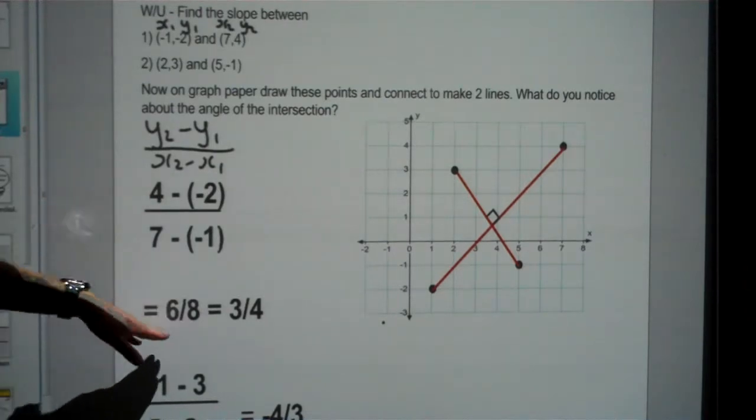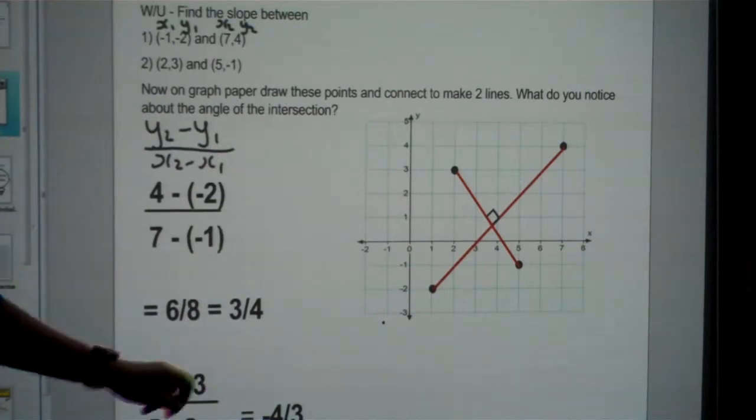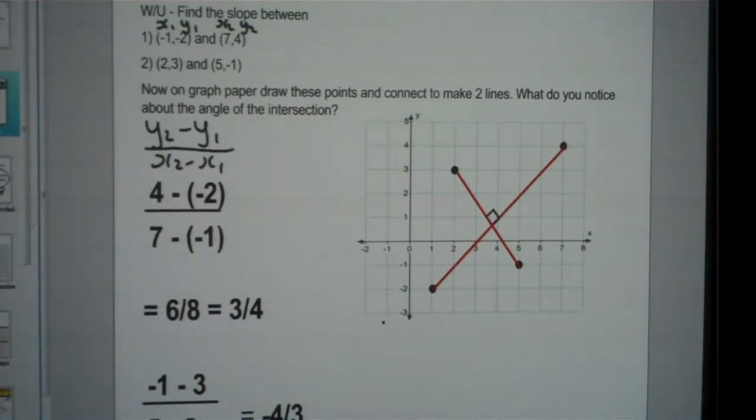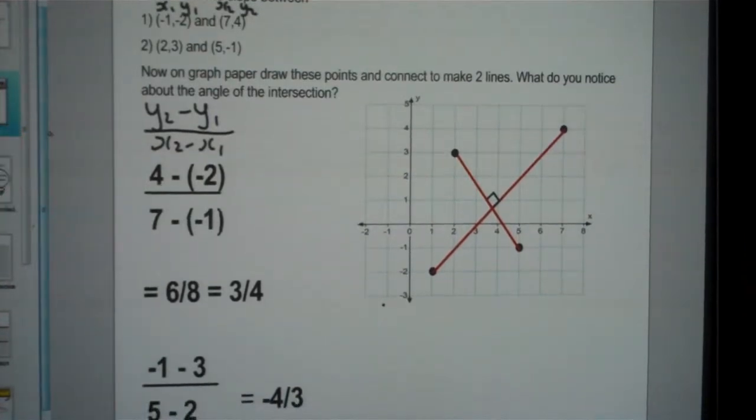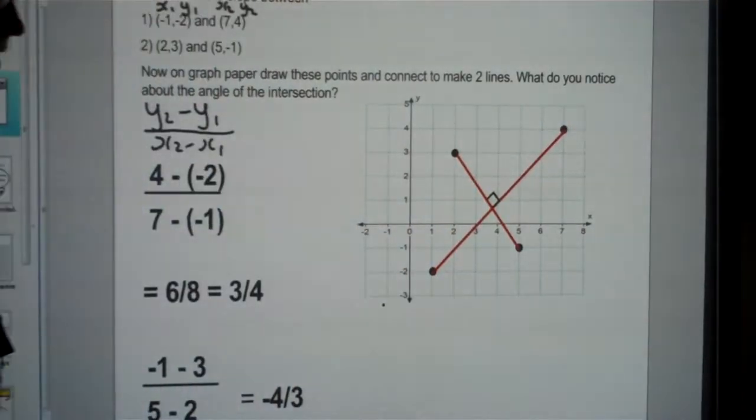So the answer to our first question was 6/8 or 3/4, and for the second one we ended up with -4/3. Now you were also asked to plot those points to see what you noticed, and what you should have found is that they actually intersect at a right angle. It might not be very convincing from my graph, because these aren't perfect squares as I did them, but if you use proper graph paper, that's what you should have found.